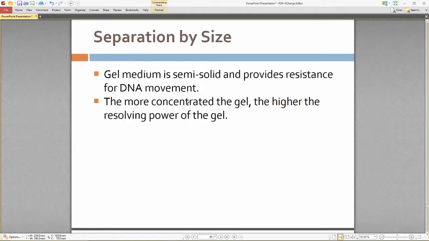So what is gel electrophoresis doing? It's separating nucleic acids or proteins by size. The gel medium is semi-solid, so it provides resistance for DNA movement. The more concentrated a gel is, the higher the resolving power of the gel. You can think of it as having solid particles of the gel, and between these particles there are small holes for the DNA to pass through. That's basically what providing resistance for DNA movement means.